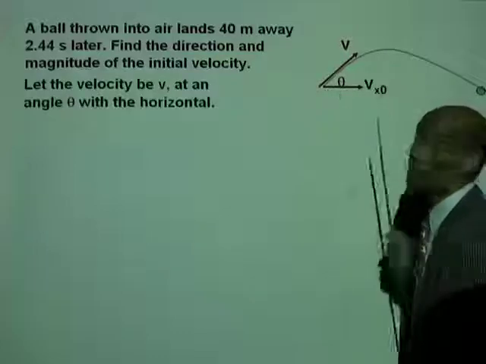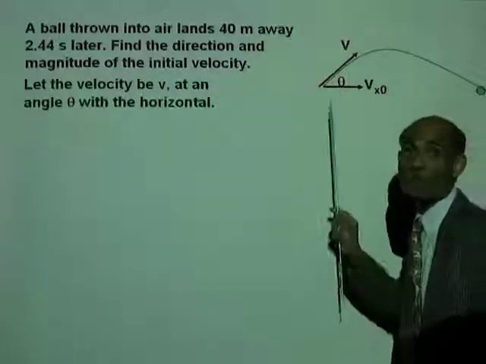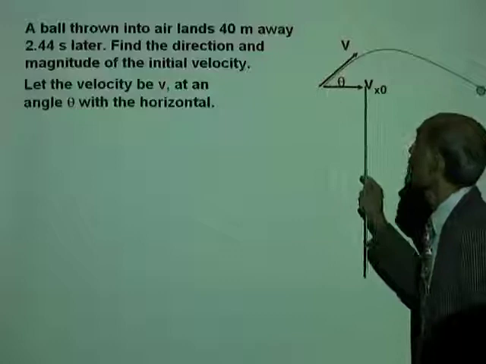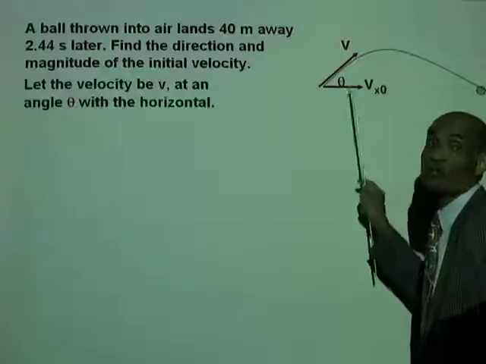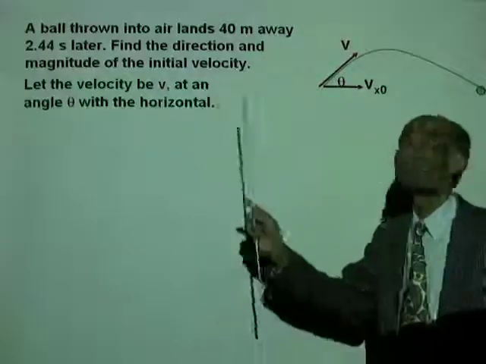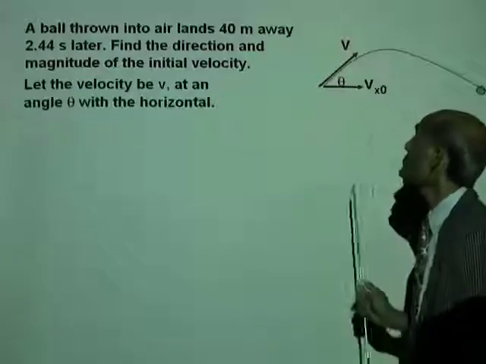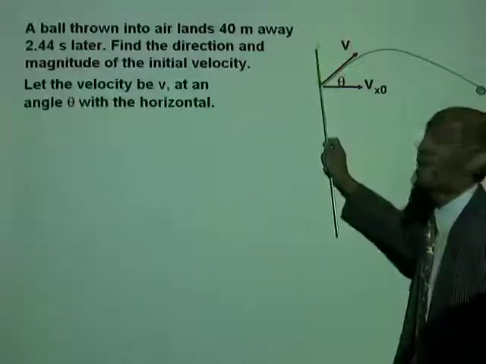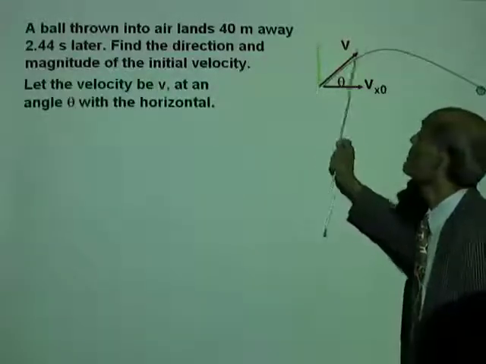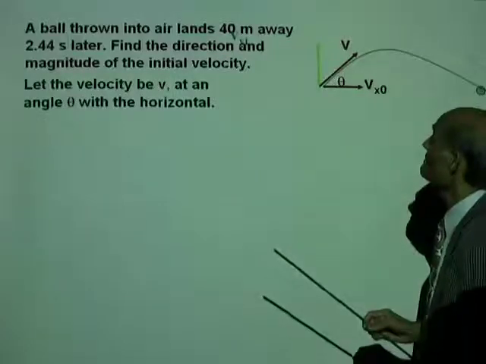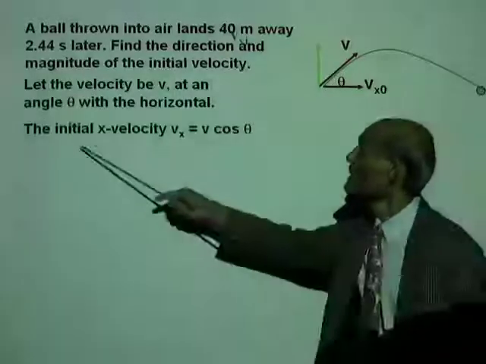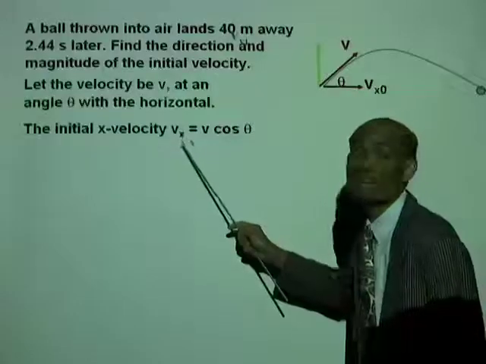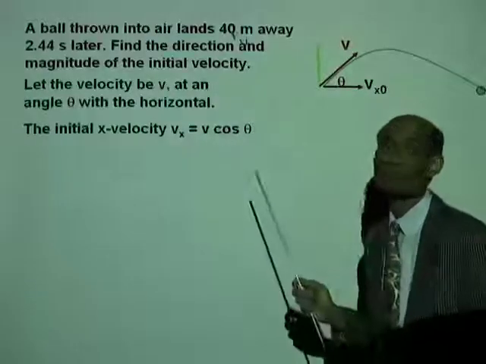Now, the horizontal component of the velocity Vx0, which is the same as Vx, will be V cos theta. Is that right? And the vertical component will be V sine theta. The initial x velocity Vx is equal to V cos theta.